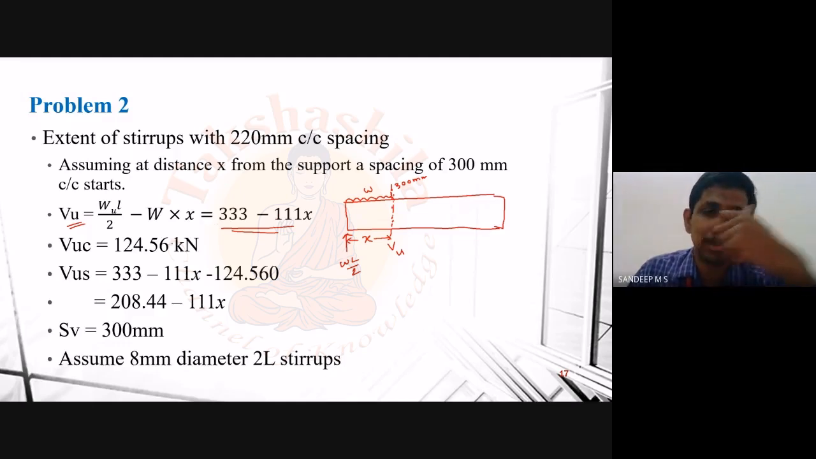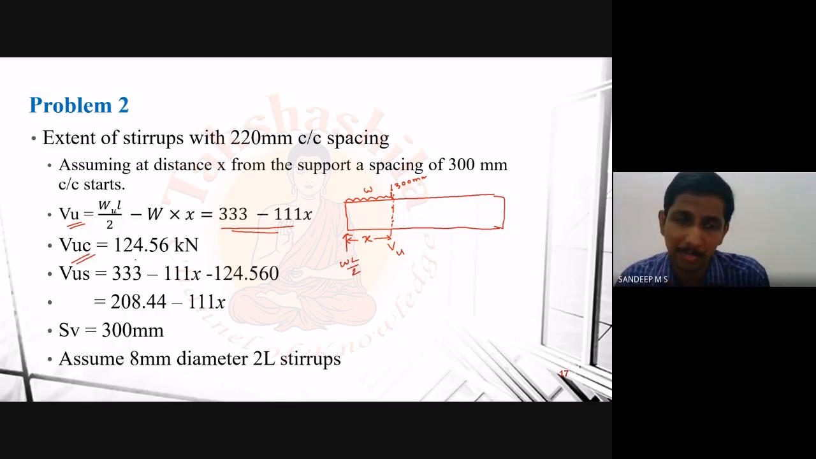And when you performed the minimum shear design, you already obtained the value of VUC. You have already calculated that, and in this particular problem they have given it as 124.56 kilonewtons. So the difference between these two should be resisted by my shear reinforcement alone. That quantity will be the difference of these two, that is 333 minus 111x minus the capacity of my concrete section. So again, I have obtained the amount of shear force that should be resisted by my stirrups in terms of this distance X. This is an unknown quantity for us right now.